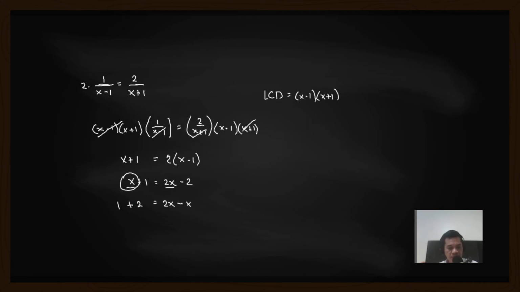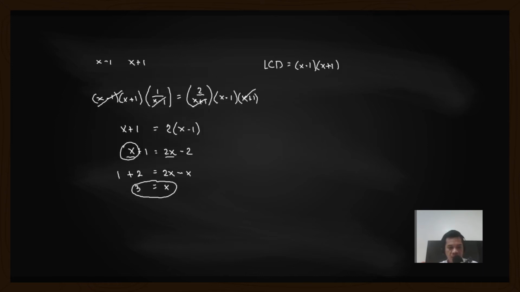Uulitin ko, etong x, ilipat natin sa kabila, from positive, magiging negative. And then, etong 2, lipat na sa kabila, from negative, magiging positive. Okay, since we have already the value for x is equal to 3, if you are not sure with your answer, so we can have checking. So, checking tayo.